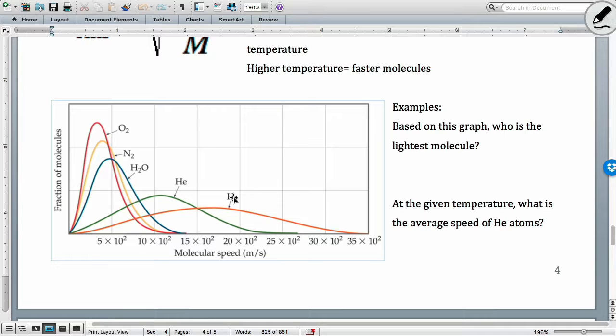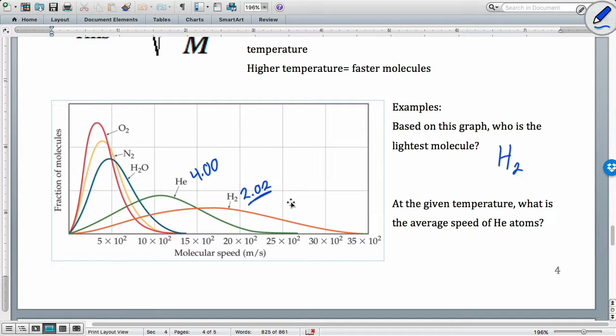You know the molar mass of H2, 2 hydrogens, is 2.02, which means hydrogen must be the lightest molecule. Which is weird, because you think it's 2 atoms, but helium has a mass of 4.00. So it's actually a bigger particle than hydrogen.